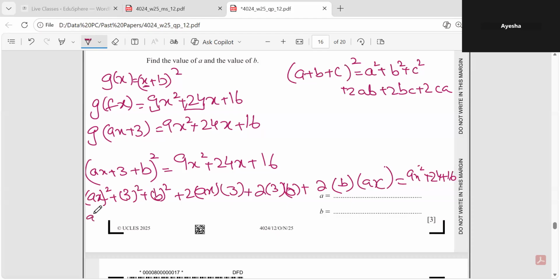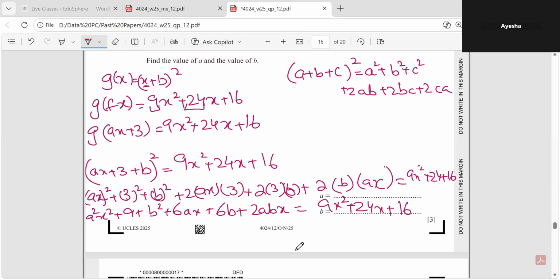Still, I'm going to open it up. It's a square x square, because we have to compare the coefficients. So it will be plus 9 plus b square plus 2 3s are 6ax plus 2 3s are 6b plus 2abx is equal to 9x squared plus 24x plus 16.